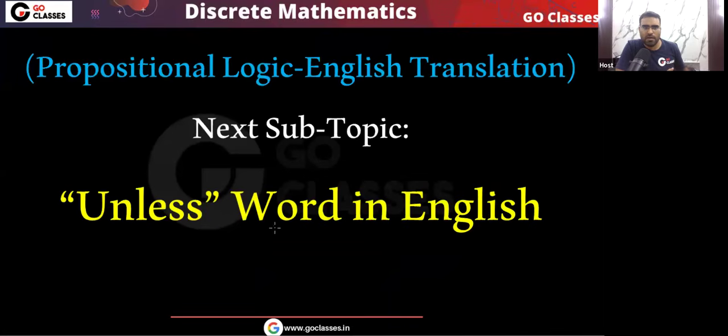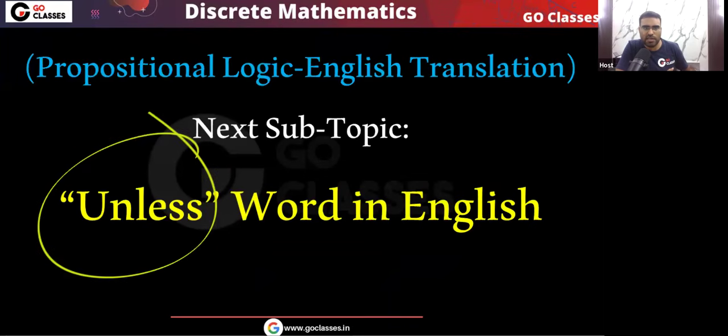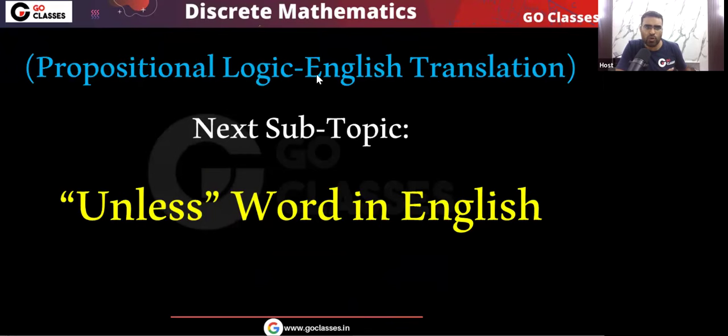So please tell me, are you comfortable with English to logic translation? How to convert an English statement to logic? Can you do that? Very simple. Now let's see the unless keyword. How do we translate this word unless from English into propositional logic? In English, have you used this word unless? This is what we need to study.